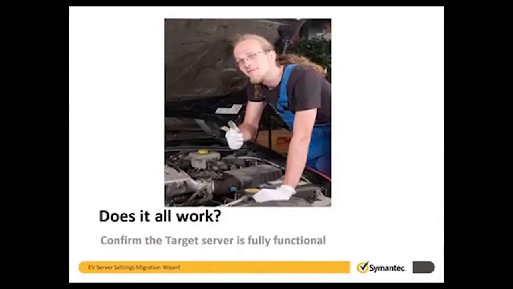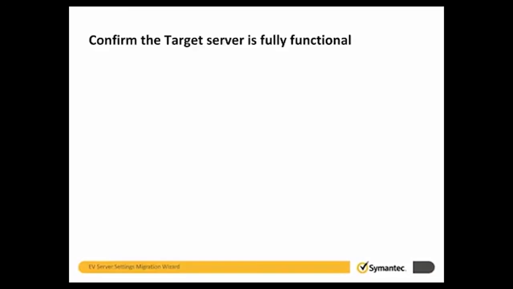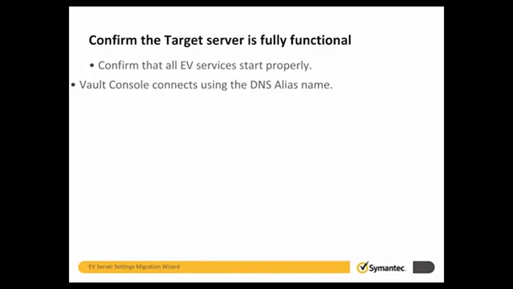Now that the server settings migration is complete, does it all work? We will look at confirming the target server's functionality. When confirming that the target server is functional, the following should be checked. Confirm that all EV services start properly. Confirm that the Vault admin console is able to connect using the DNS alias name. This will verify that the connection to the target server is successful.